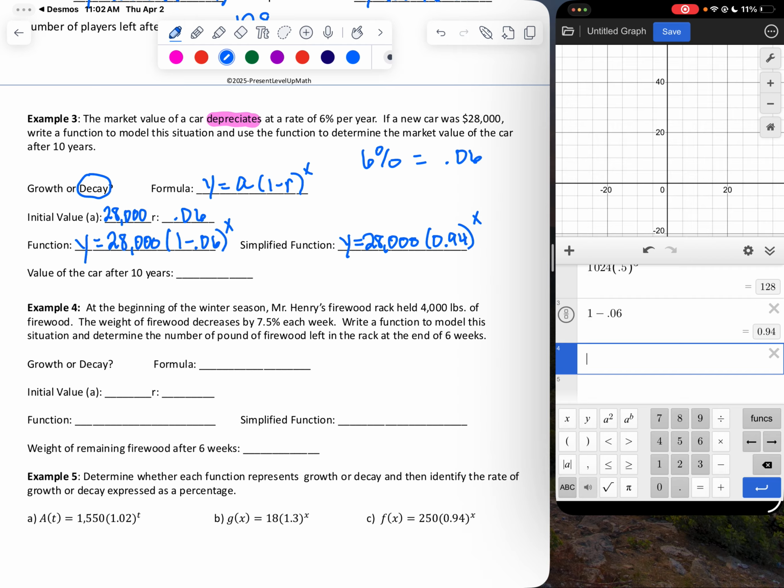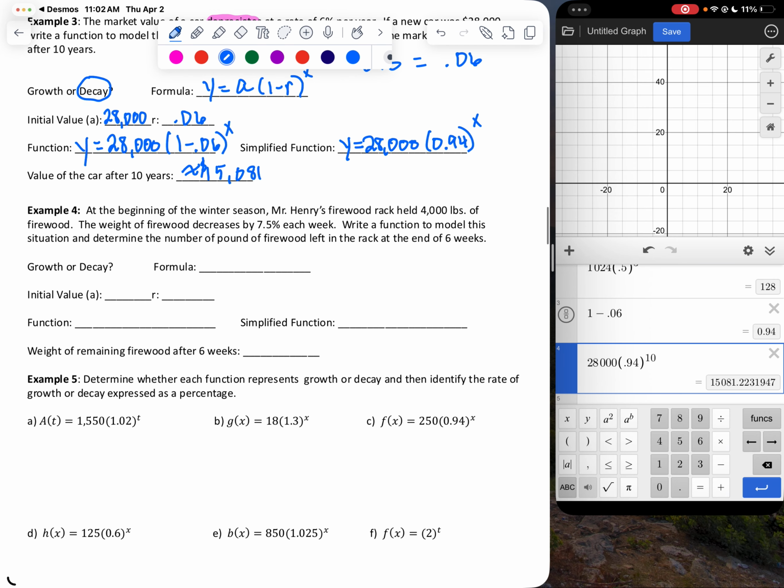So to find the value of the car after 10 years, we would take 28,000 times 0.94, all raised to the 10th power. I'm going to round this to the nearest dollar and say that it's worth approximately $15,081. And I should probably put a dollar symbol there.